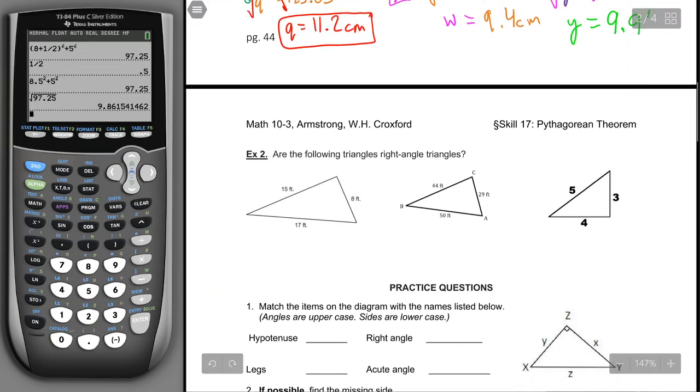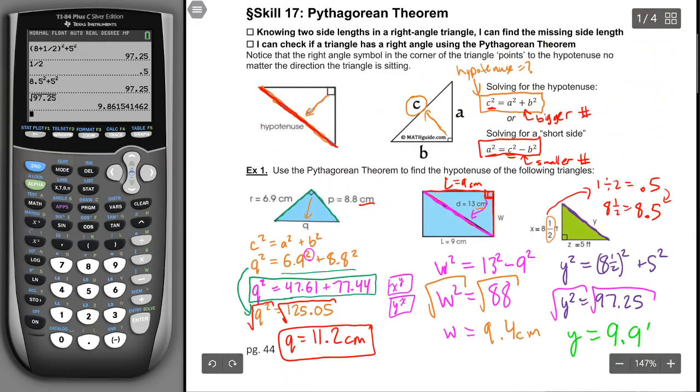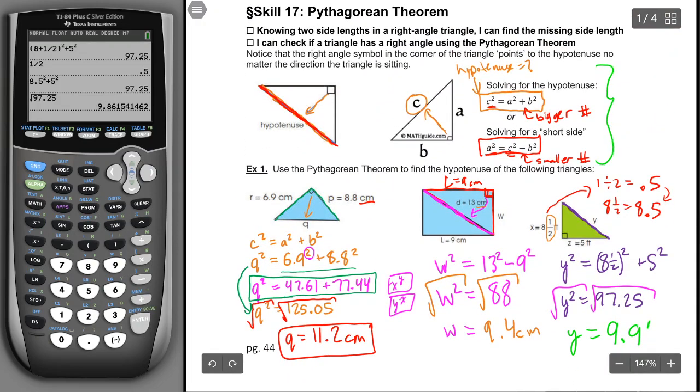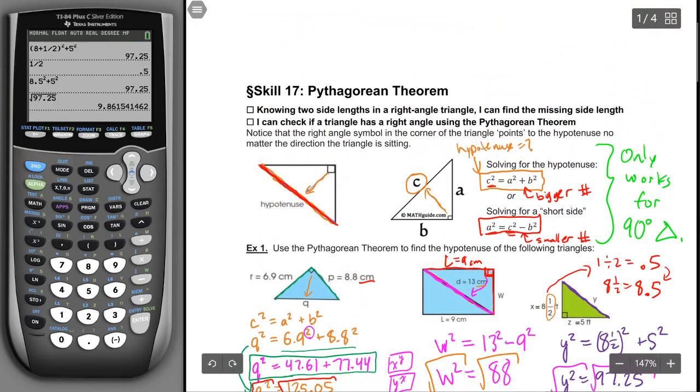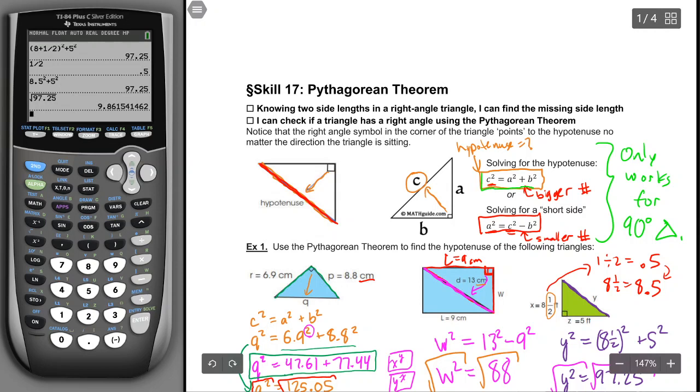The other thing you can use Pythagorean theorem for is working backwards. Pythagorean theorem only works for 90-degree triangles. So if you've got a triangle and you're not sure if it's 90 degrees, one way you can check is by plugging it into your basic c squared equals a squared plus b squared and see if it actually is equal. Because if it's equal, then Pythagorean theorem is true. And Pythagorean theorem only works if it actually is a right angle triangle.